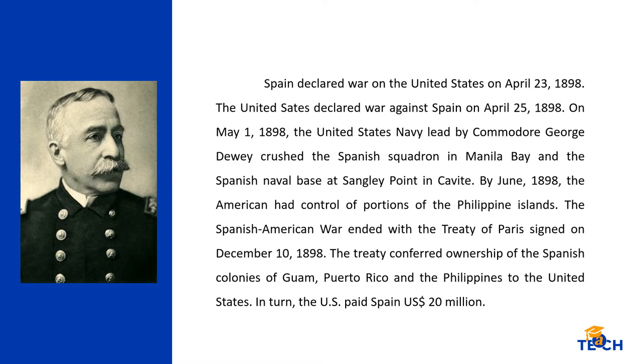The Spanish-American War ended with the Treaty of Paris, signed on December 10, 1898. The treaty conferred ownership of the Spanish colonies of Guam, Puerto Rico, and the Philippines to the United States. In turn, the U.S. paid Spain $20 million.